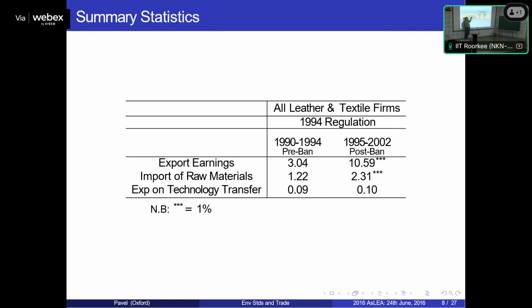Export earnings went up, actually tripled. This is not expected; you'd expect it to go down. Export earnings actually went up, and the import of raw materials actually went up. There's not much change in transfer of technology, maybe a little bit of increase, but not much.